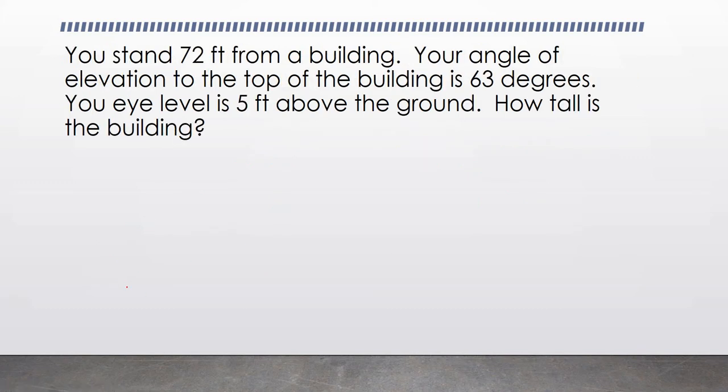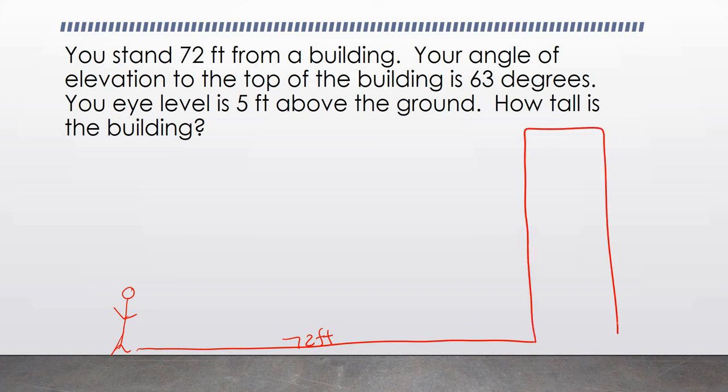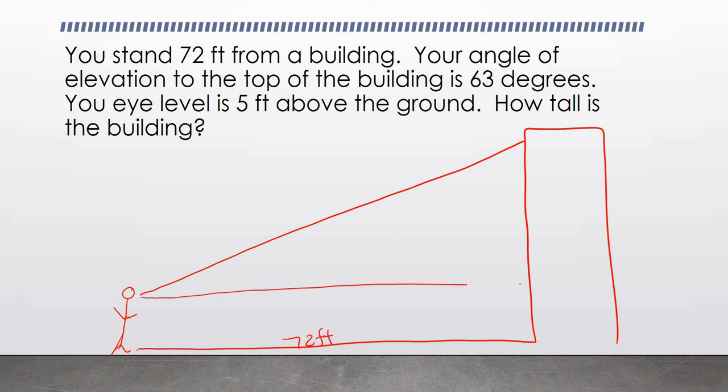You stand 72 feet from a building. So between you and the building, it is 72 feet. There's the building. Your angle of elevation to the top of the building is 63 degrees, and your eye level is 5 feet. So this angle here is 63 degrees, your eyes looking up to the top of the building, and you're standing 5 feet above the ground. How tall is the building?